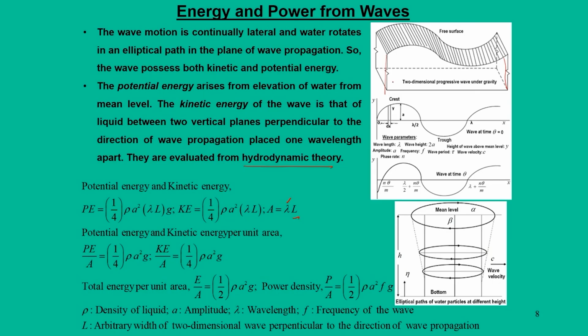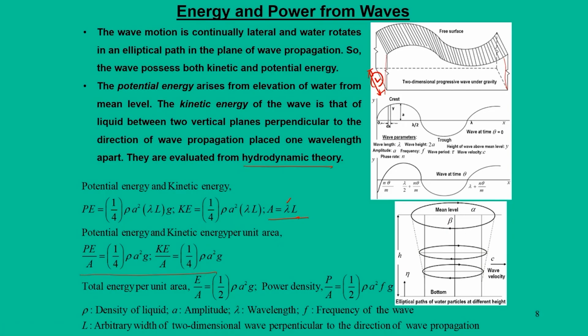So, basically if you say the wavelength is lambda, and this height or width is normally called L, then within that area, lambda times L, that is your wave area, we are looking at what is the energy possessed by that particular slug of water mass. So, that way we can find out the kinetic energy and potential energy per unit area, and it happens that both are equal.